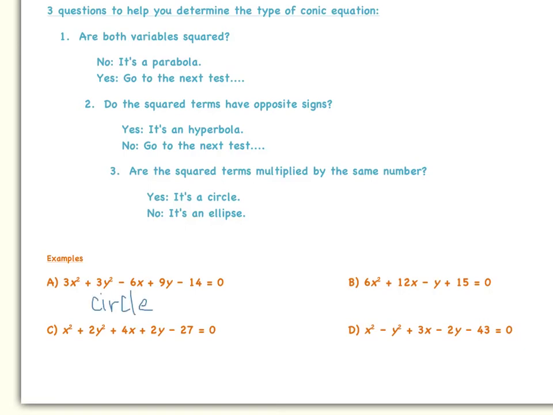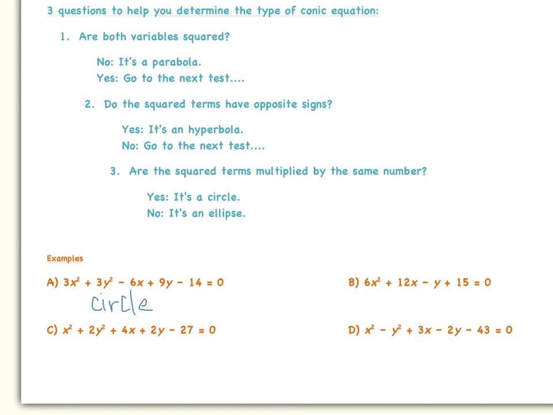Now let's look at example B. Are both variables squared? In this equation, I only have one squared term. So the answer to this question would be no, both variables are not squared. So that means I have a parabola.